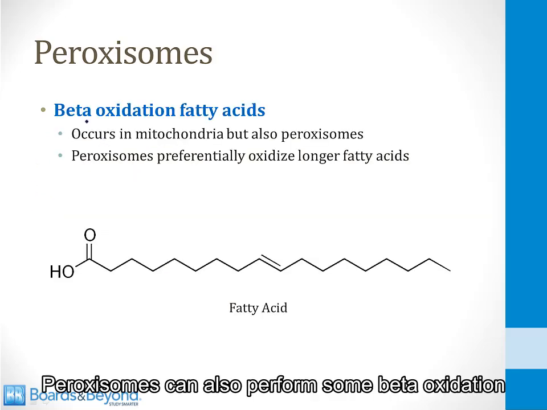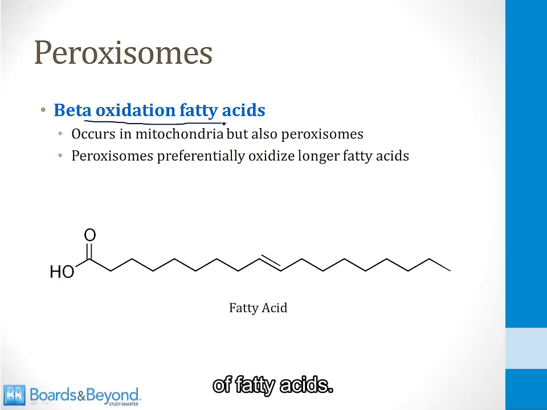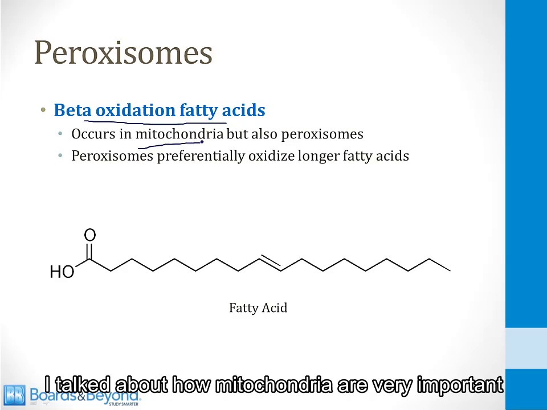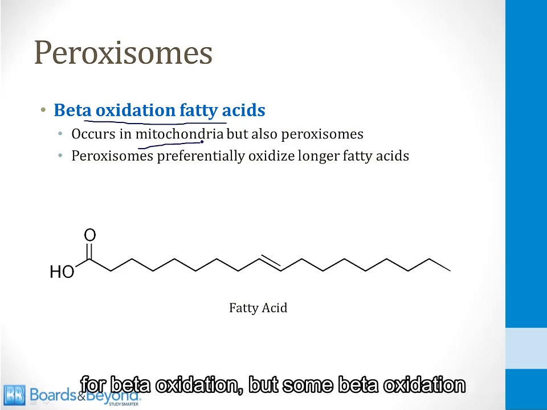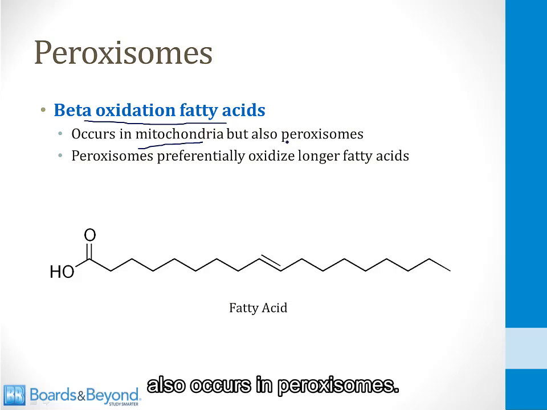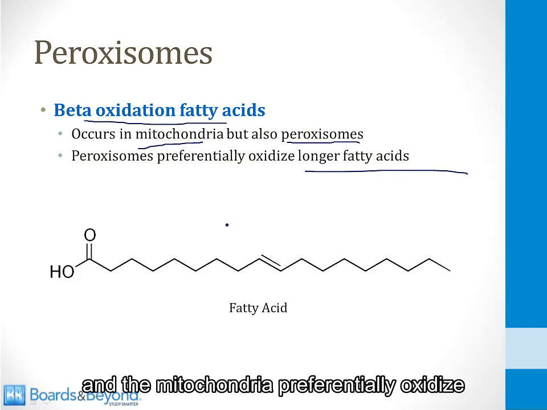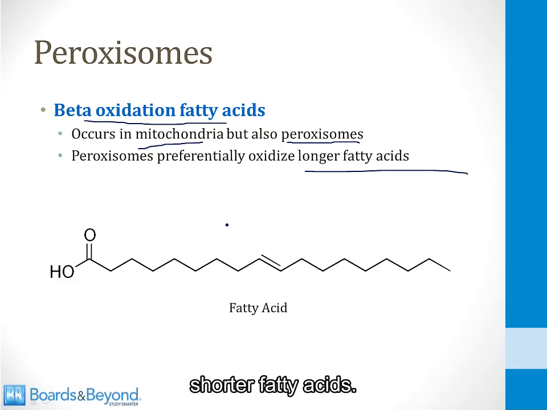Peroxisomes can also perform some beta oxidation of fatty acids. In the biochemistry video on fatty acids, I talk about how mitochondria are very important for beta oxidation, but some beta oxidation also occurs in peroxisomes. Peroxisomes preferentially oxidize longer fatty acids, and the mitochondria preferentially oxidize shorter fatty acids.